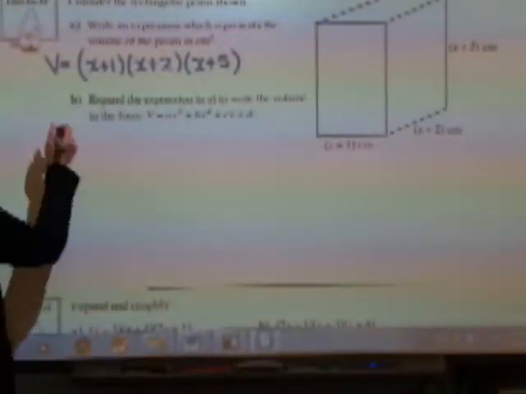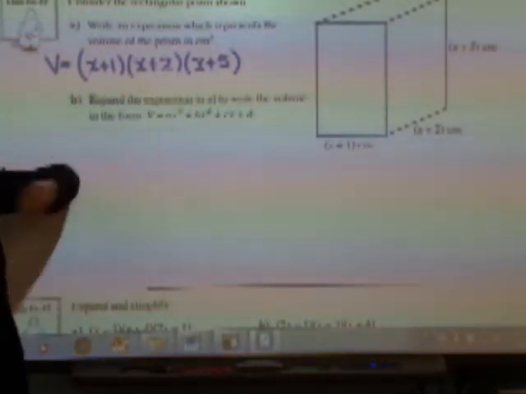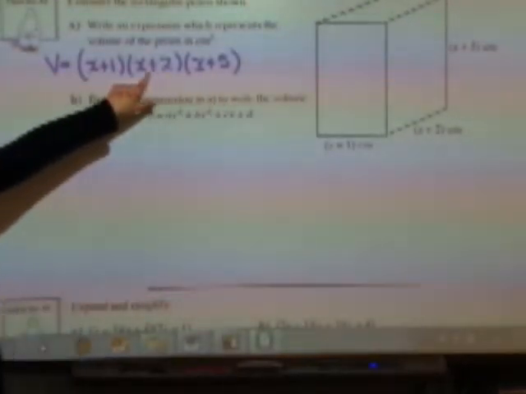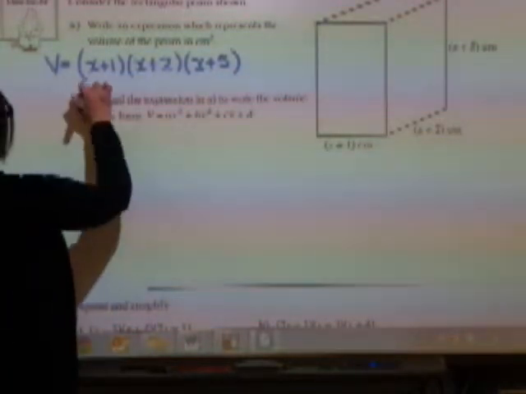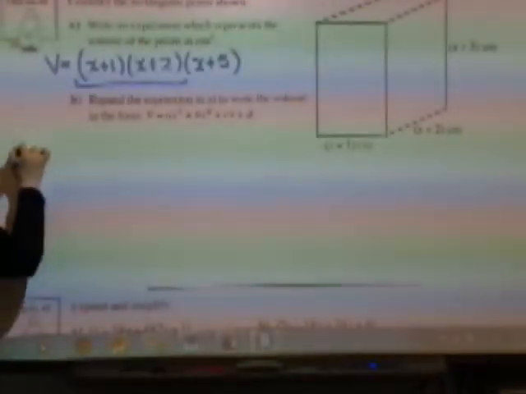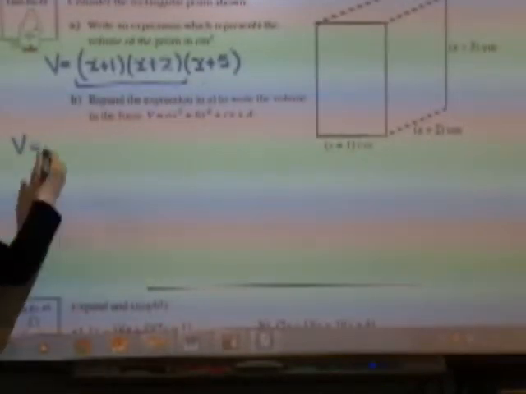So now we're going to expand it out. Going back to that 2 times 3 times 4, I can multiply these two together first and then multiply the answer by x plus 5. Or I can multiply these two together first and multiply by x plus 1. Doesn't matter, pick one. So do I want to multiply the first two together or the last two? Okay, so we're going to multiply the first two together. If I multiply x plus 1 times x plus 2, what would I get?